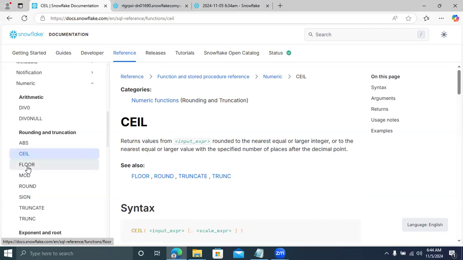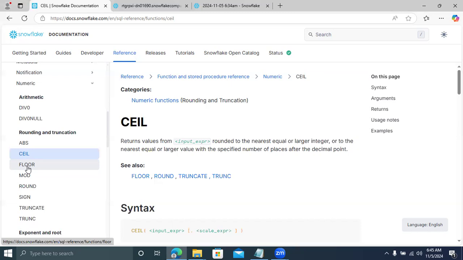What the ceil function will do, right? It will round to the nearest equal or to the largest integer. It will round to the nearest or larger integer. If I give 5.7, the value will be 6, because it rounds to the nearest equal or larger integer. If I give 5.7, the output is going to be 6. This is how the ceil function works.